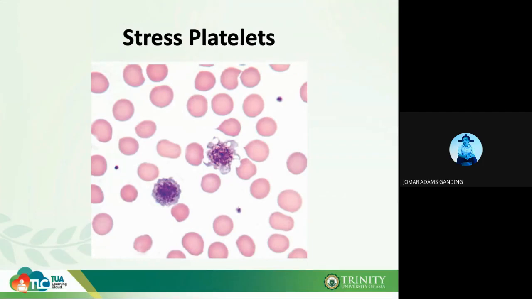Having said that, please remember that your stress platelets are not normal. Your stress platelets only appear in your peripheral blood in cases of extreme thrombocytopenia. Again, moving forward, don't forget chromomere and hyalomere.